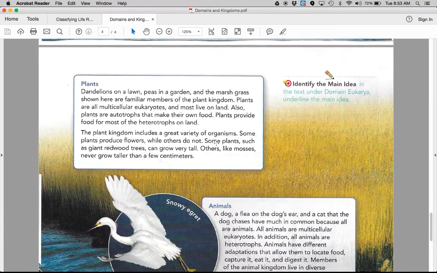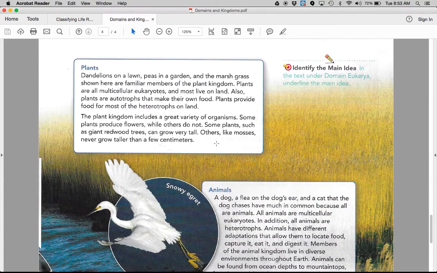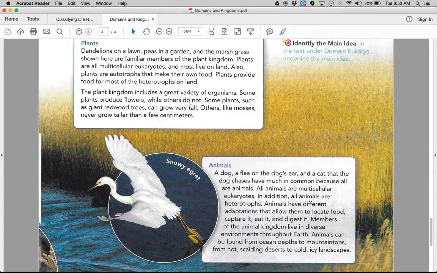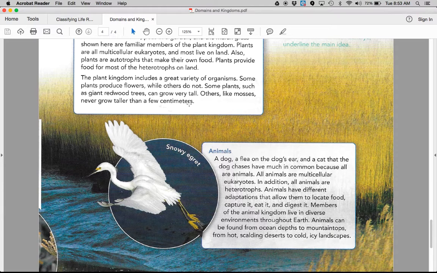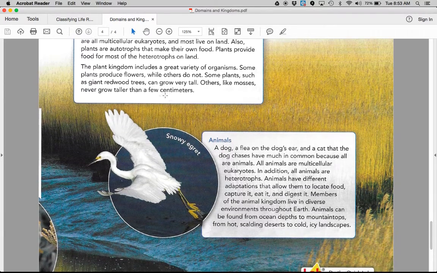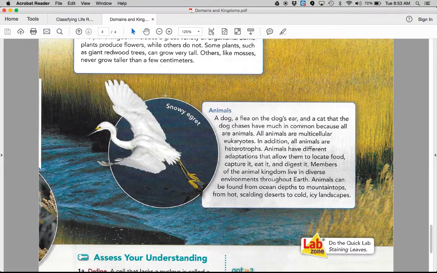Plants. Dandelions on a lawn, peas in a garden, and the marsh grass shown here are familiar members of the plant kingdom. Plants are multicellular eukaryotes and most live on land. Also, plants are autotrophs that make their own food. Plants provide food for most of the heterotrophs on land. The plant kingdom includes a great variety of organisms. Some plants produce flowers while others do not. Some plants, such as the giant redwood trees, can grow very tall. Others, like mosses, never grow taller than a few centimeters.